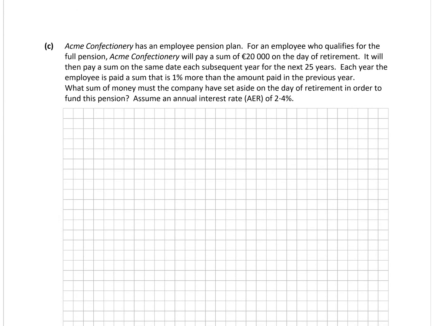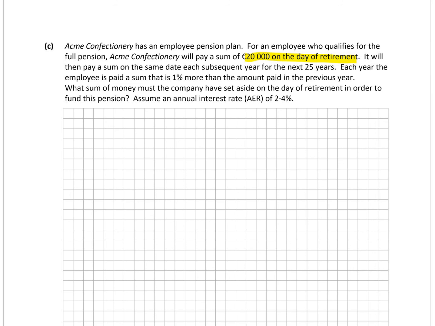Just to finish this, there's a finance question here. The confectionery company has an employee pension plan. For an employee who qualifies for the full pension, they'll pay a sum of 20,000 on the day of retirement. It will then pay a sum on the same date each subsequent year for 25 years. Each year the employee is paid a sum that is 1% more than the amount paid the previous year. What sum of money must the company have set aside in order to fund this?